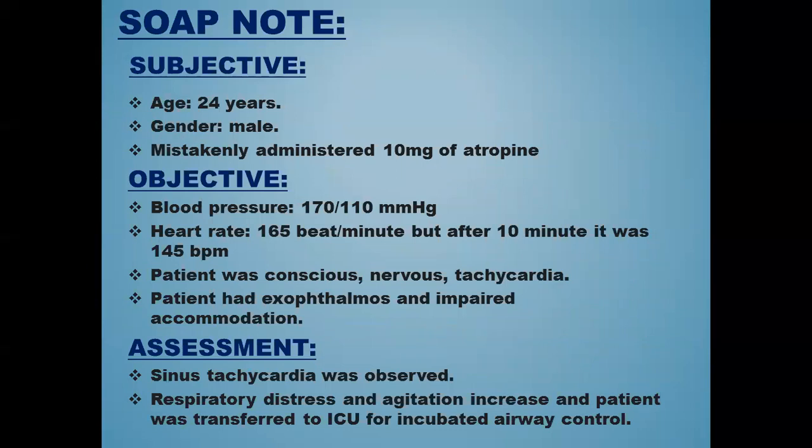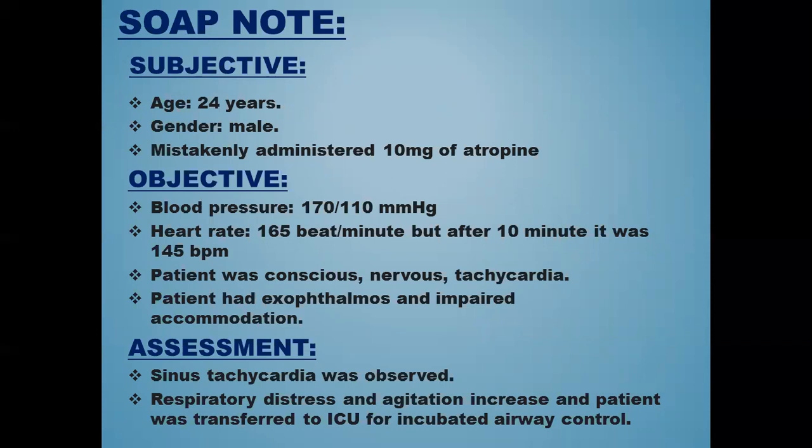Now we move toward the SOAP note, which consists of subjective, objective, assessment and plan. Subjective. The age of the patient is 24. Mistakenly administered 10 milligram of atropine. Now objective. Blood pressure is 170 over 110 mmHg. Heart rate is 165 beats per minute. After 10 minutes it became 145 beats per minute. Patient was conscious, nervous and tachycardia occurred.